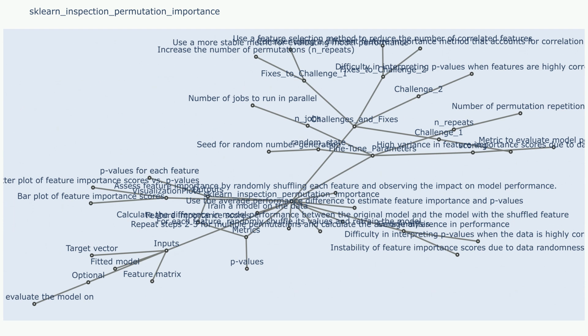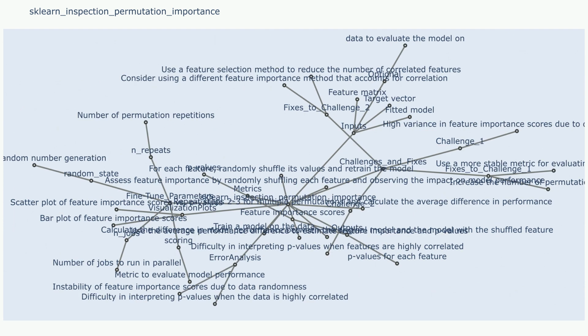The difference between the model's performance on the original data and the permuted data is calculated. This difference represents the importance of the permuted feature. Step 4, repeat process. Steps 1 to 3 are repeated multiple times for each feature to estimate the importance score and its variability.